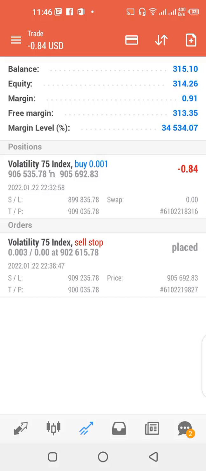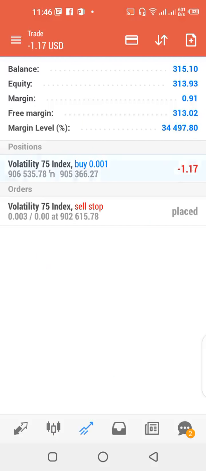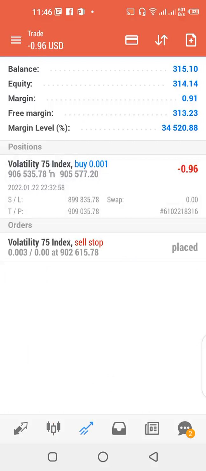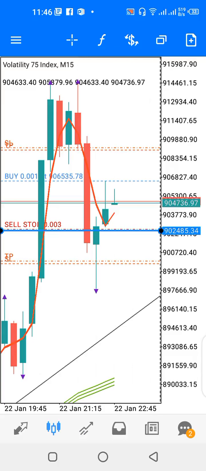But if I'm starting with 0.002, assuming I have $600, the first edge will be 0.006. The second edge will be 0.016, and the third edge will be 0.0448. But if I'm starting with $900 as my account balance, I could start with 0.003. The first edge will be 0.009, the second edge will be 0.024, and the third and final edge will be 0.072. So that's the way it works.